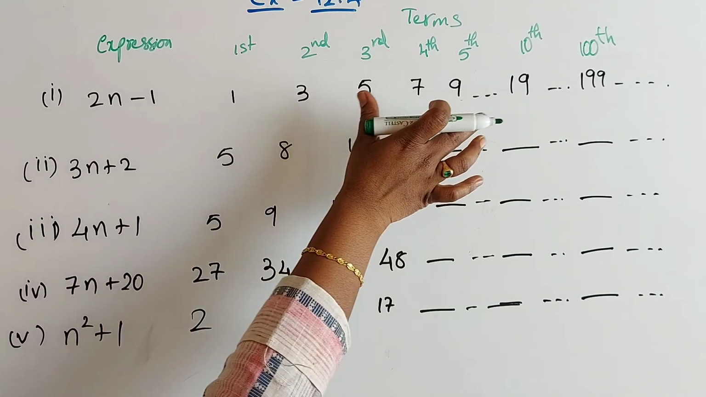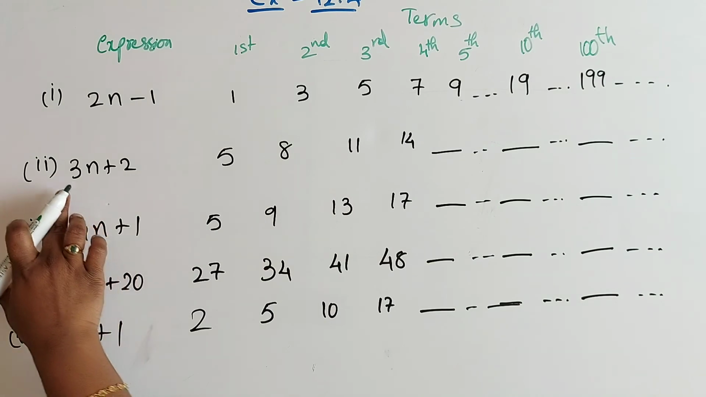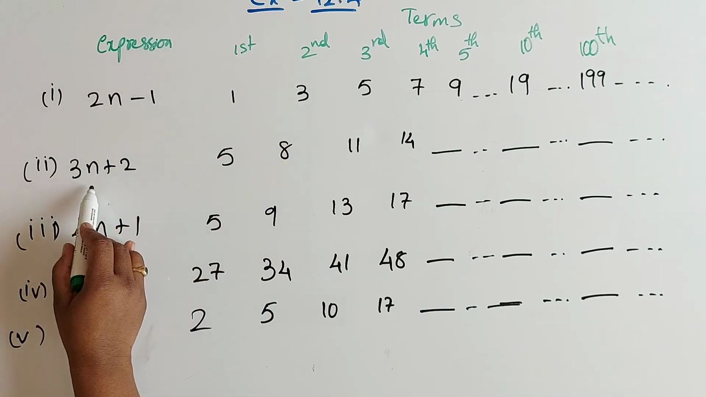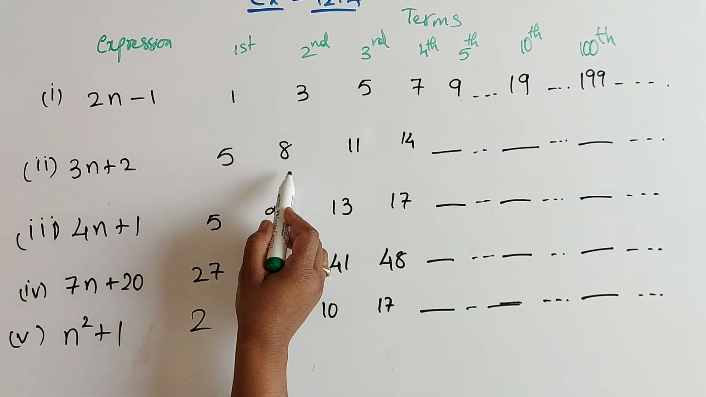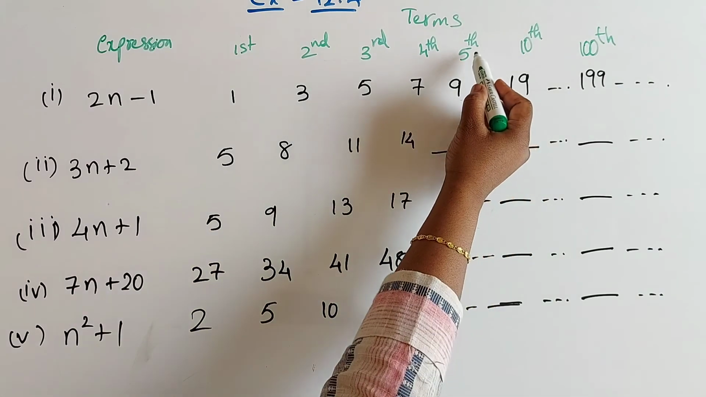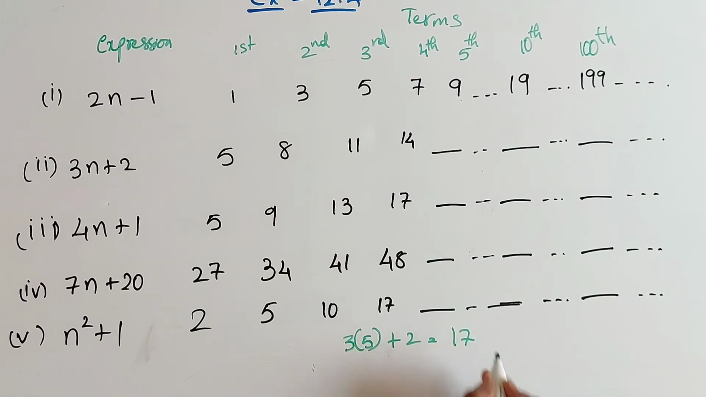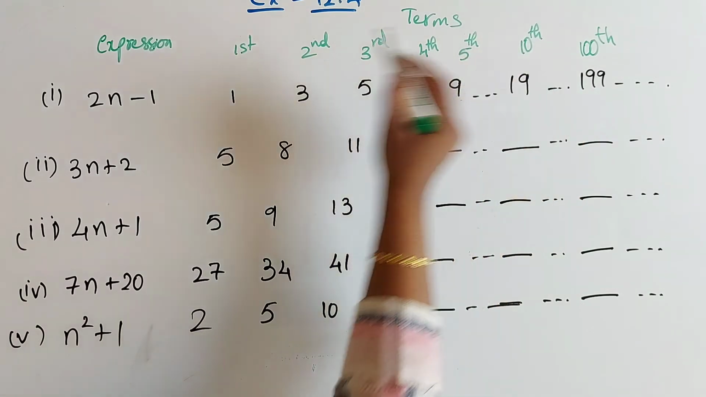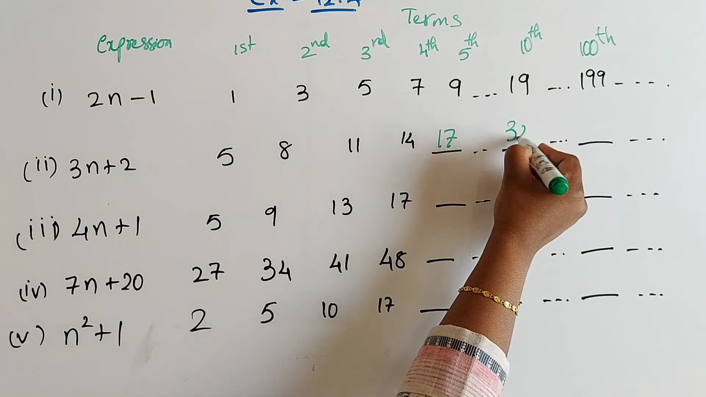This is the first one. They have given example, children. Now we have to do second, third, fourth and fifth one. Second expression is 3n plus 2. Here, if n equal to 1, 3 1s are 3 plus 2, 5. If n equal to 2, 3 2s are 6 plus 2, it is 8. So on, we want if n equal to 5. That means 3 into 5, 15 plus 2, 17, children. Right? 17. If n equal to 10, 3 10s are 30 plus 2, 32.